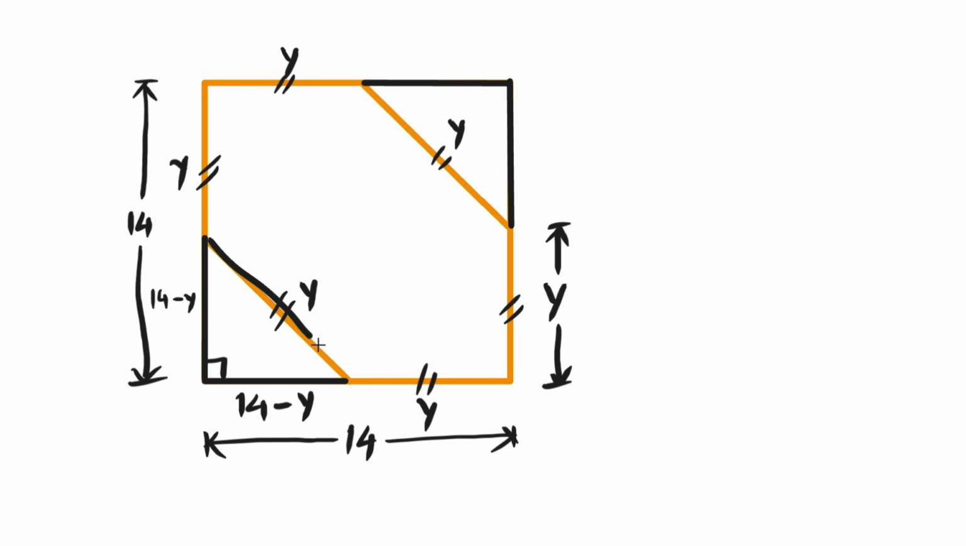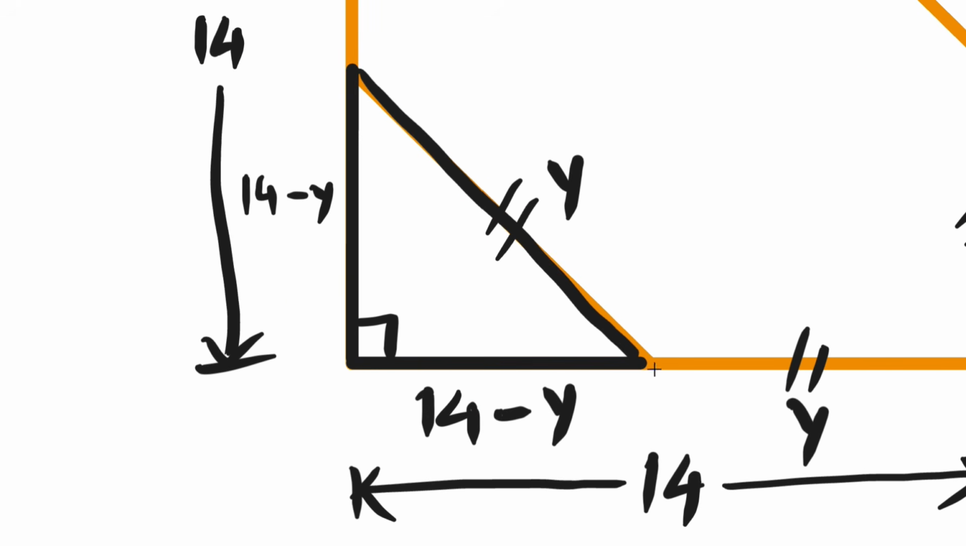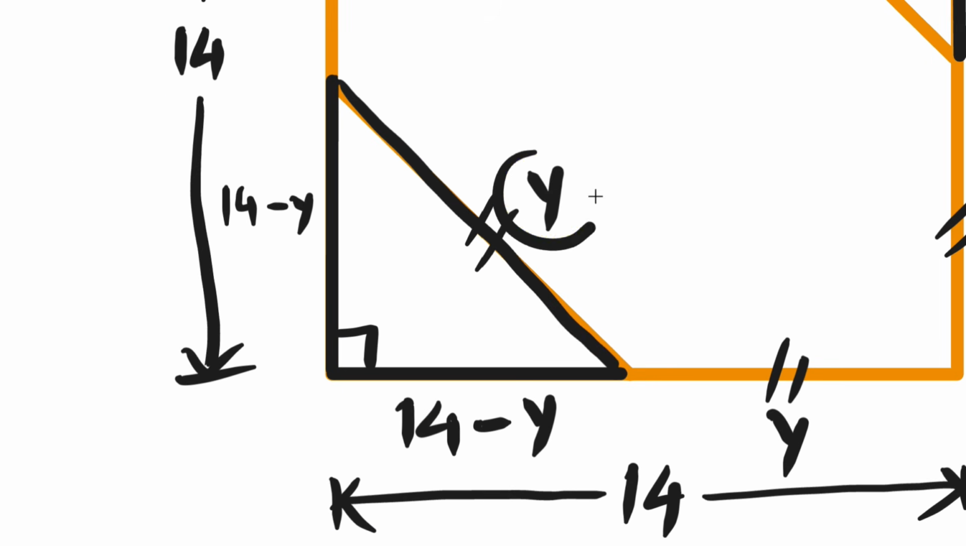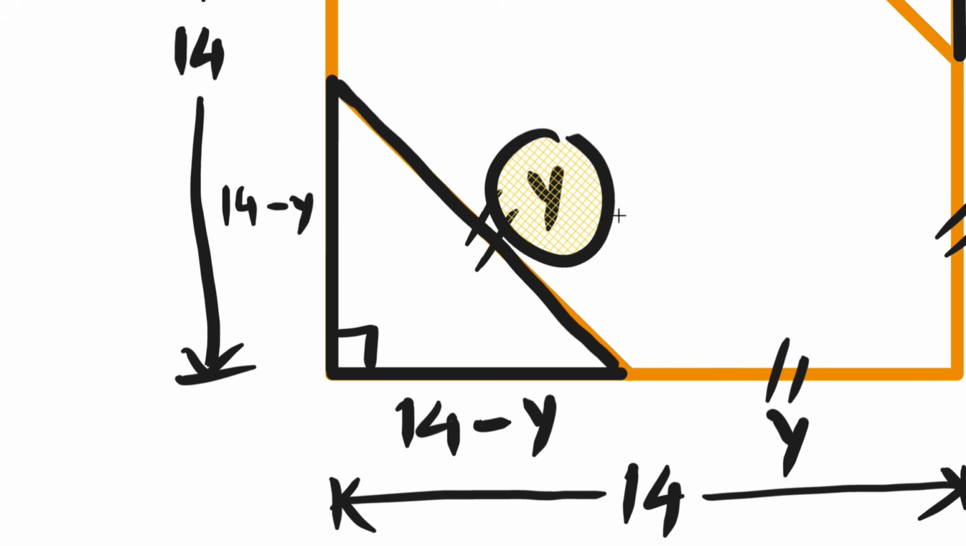And what about the diagonal side? Well, look carefully at that diagonal. It is actually one of the sides of our hexagon. Since every side of the hexagon has length y, this diagonal has length y. So now our right triangle has 2 legs, each measuring 14 minus y, and a hypotenuse measuring y.